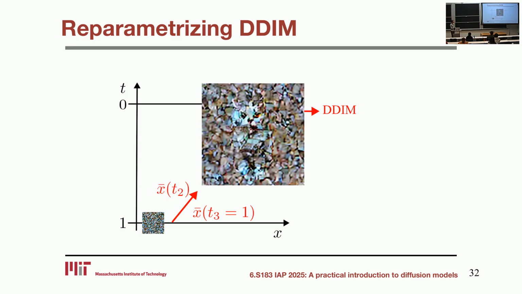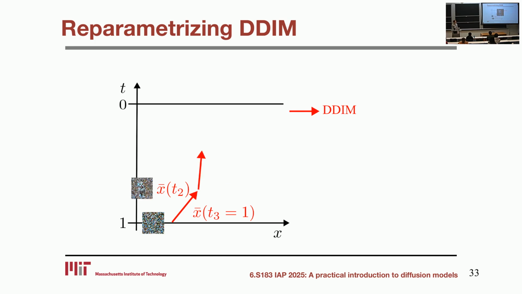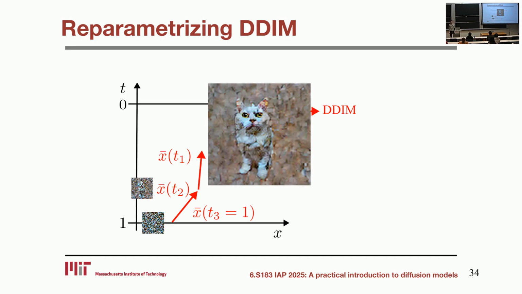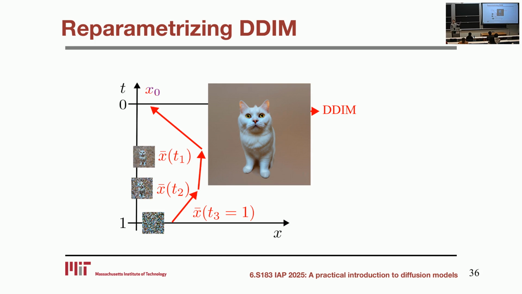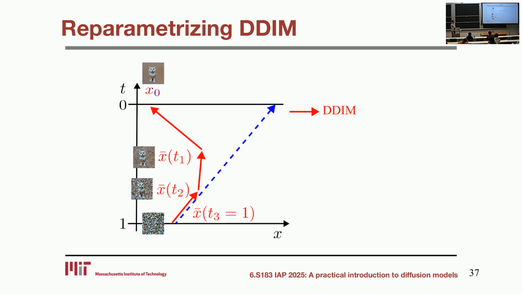So you can already see there's some signal appearing through the noise, and we call it X bar of T2. Cool, and then we do the next step. We probably already can guess what the image is. And finally, the last step completely removes all the noise, generates the high frequency details, and we get the cat.